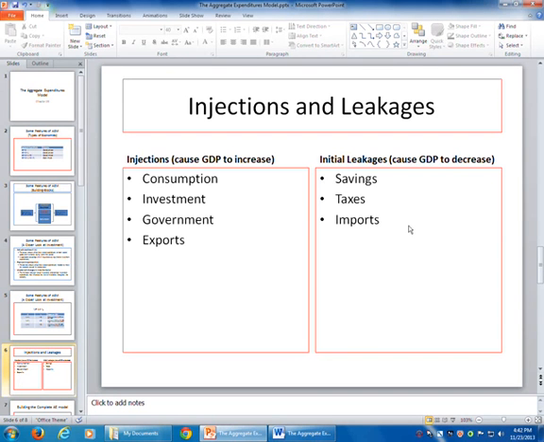Imports are easier to see in terms of their role as leakages. Imports go up. The goods are coming into the United States because we're importing more. Now we have to compensate the countries from which those goods came, so income leaks out of our economy and goes to other countries. And so imports is also an initial leakage as well. Alright, so the injections are things that make income and GDP go up. They are the basic expenditure categories. Leakages are things that, when they initially increase, make income go down, or GDP go down.